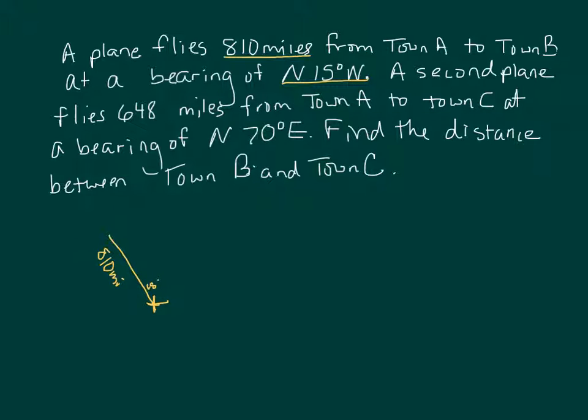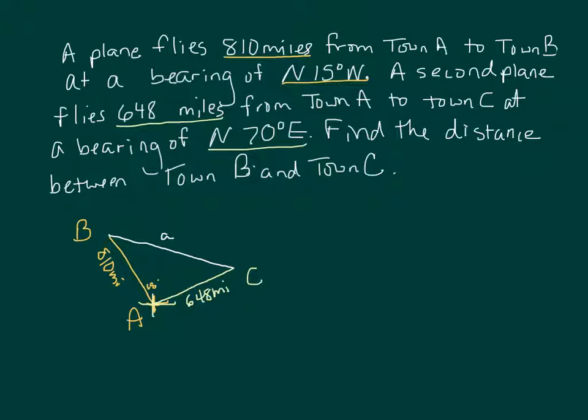Now the second plane is traveling only 648 miles at a bearing of north 70 degrees east. Once again, from north, over here is east, so we're leaning 70 degrees in the east direction, and he's only going 648 miles, so that line should be a little bit smaller. Here's where town C is. I should have labeled this one as town B, and this is town A where we started. The question is, what is the distance between these two towns, or little a?